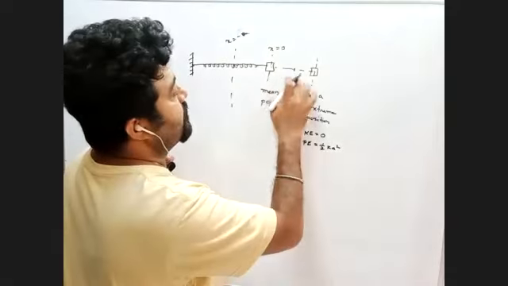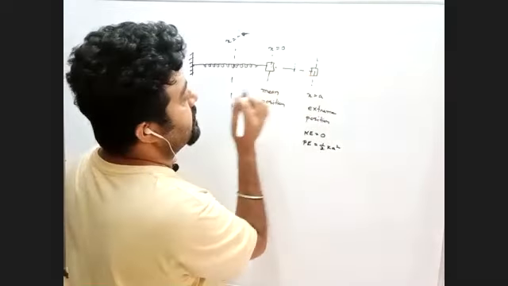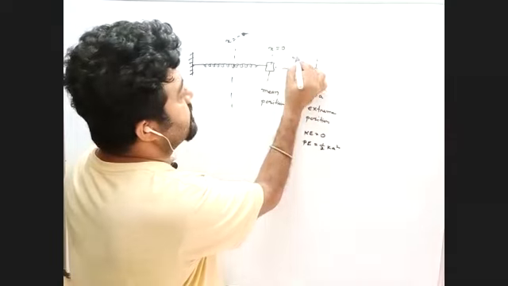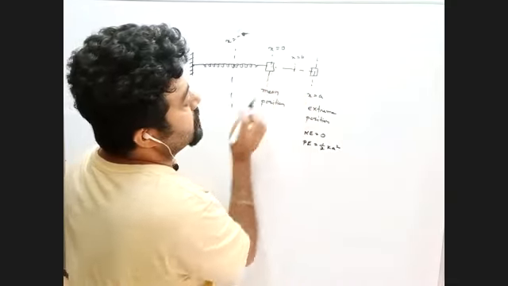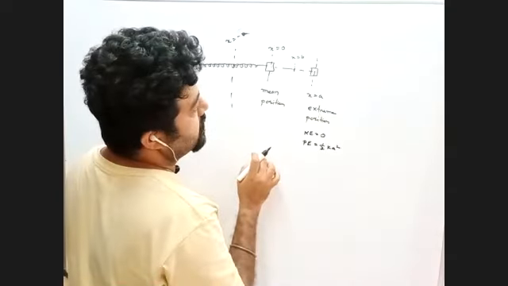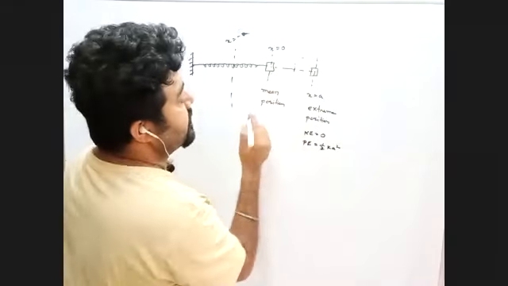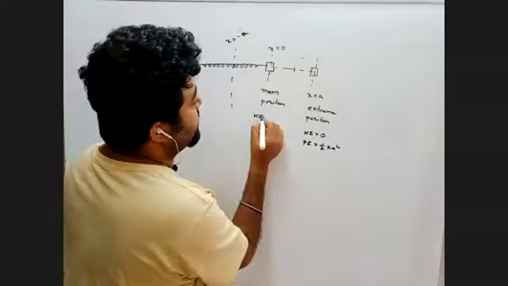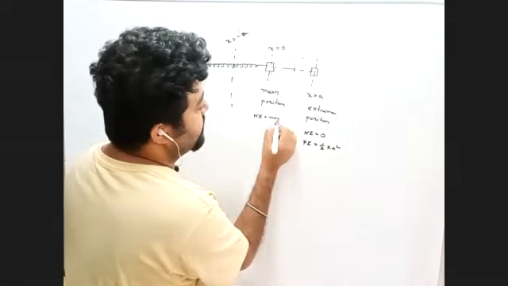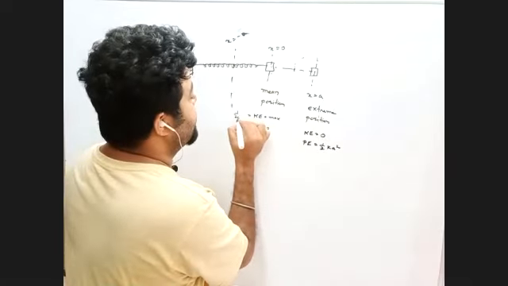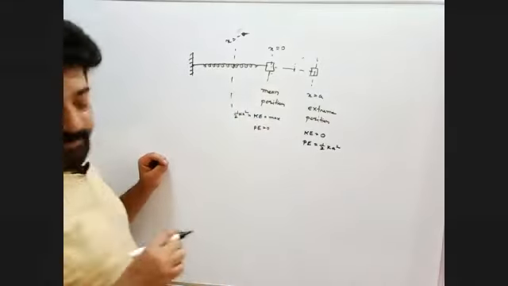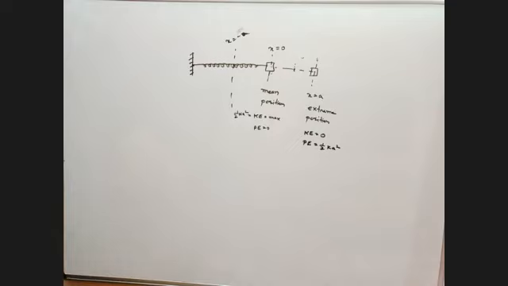Now if we want to consider here, let that distance is b, so kinetic energy is maximum and the potential energy is 0. So kinetic energy is half k a square. Is it okay? Yes, sir.